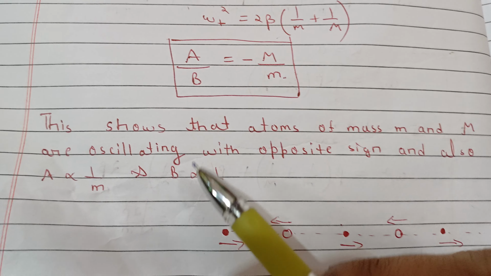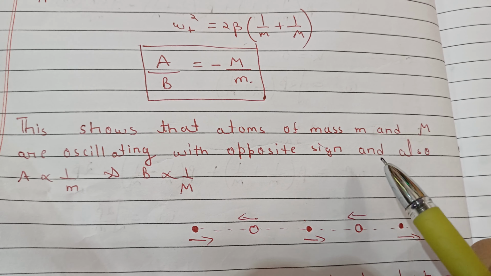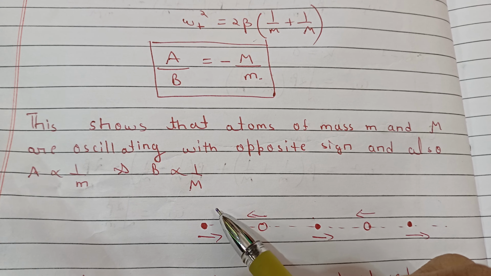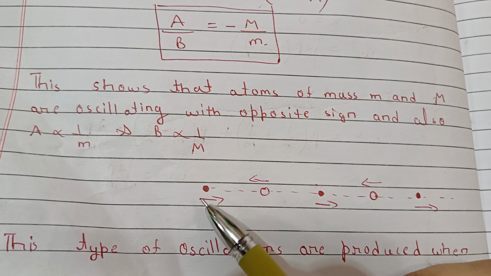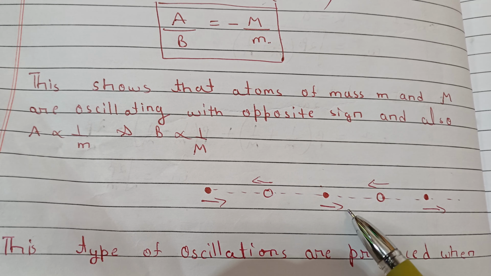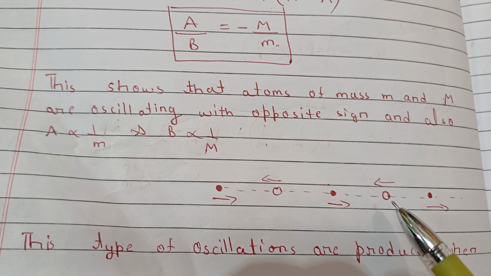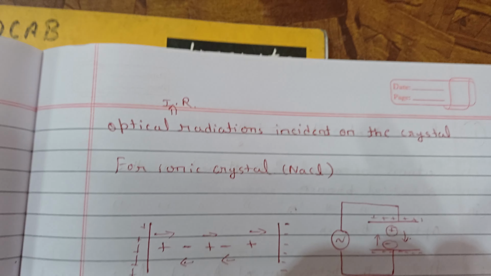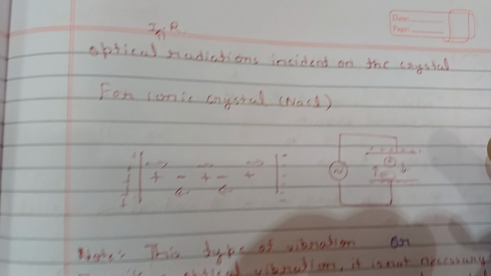Okay, so this shows that atoms of mass m and capital M are oscillating with opposite signs, with a inversely proportional to m and b inversely proportional to capital M. If we represent the small m and capital M like this, then they are moving in opposite directions. At a particular time when we observe them, they will be moving opposite to each other. This type of oscillation is produced when optical IR radiation is incident on the crystal.